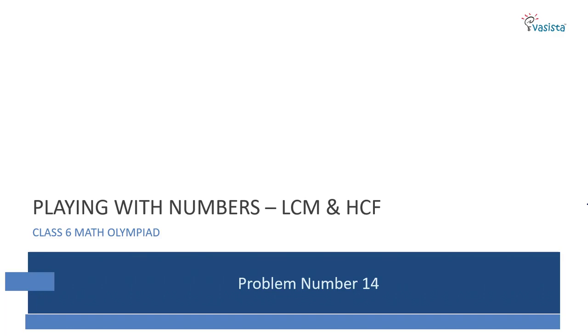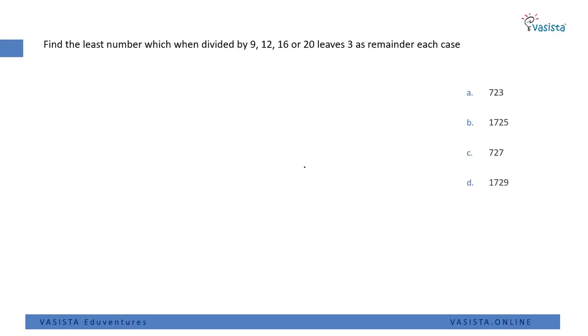Let us go with the 14th problem here. Find the least number which when divided by 9, 12, 16 and 20 leaves 3 as the remainder in each case. Let us find out the LCM first. Once you find the LCM of these numbers, that is 9, 12, 16 and 20, that number is going to be divisible completely by 9, 12, 16, 20.